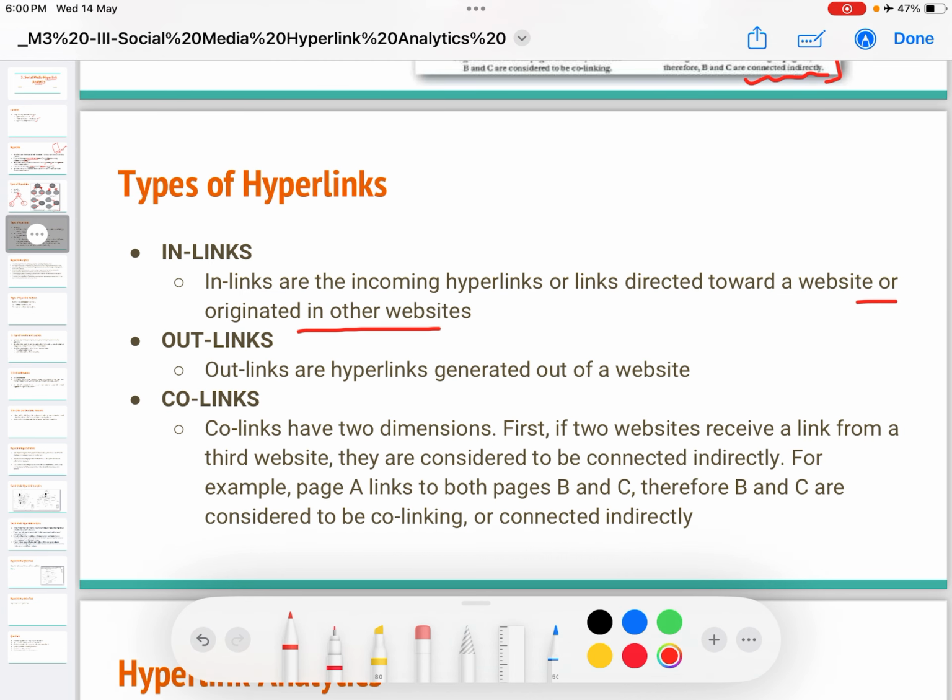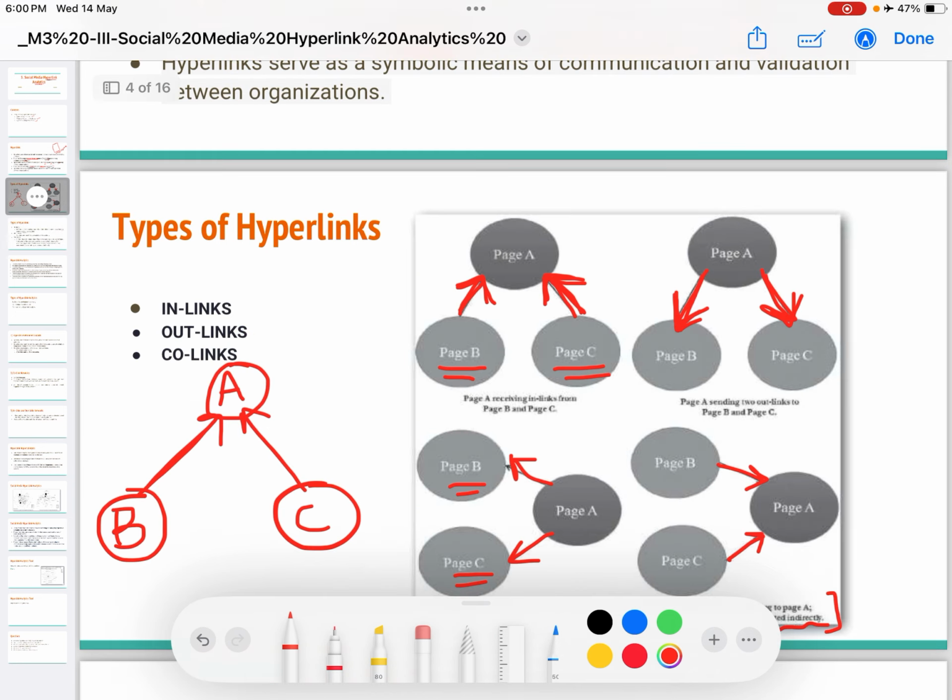Colinks have two dimensions. First, if two websites receive a link from a third website, they are considered to be connected indirectly. For example, page A links to both B and C, therefore B and C are considered co-linking, or connected indirectly. So B and C are indirectly correlated, indirectly connected or co-linked.